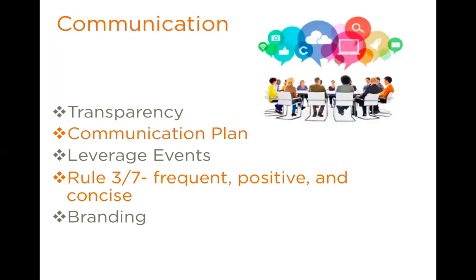Some of you may be familiar with the communication rule 3-7. That basically means communicate 3 different ways: written, verbal, and visually, 7 times. And when you're doing that, be frequent, positive, and concise. And then finally, have some fun with it. Create a brand around your well-being, health, and safety program.